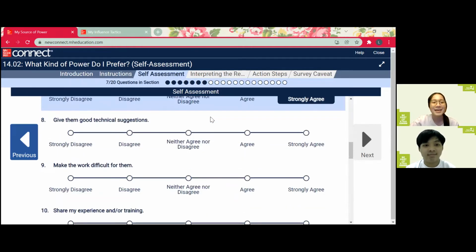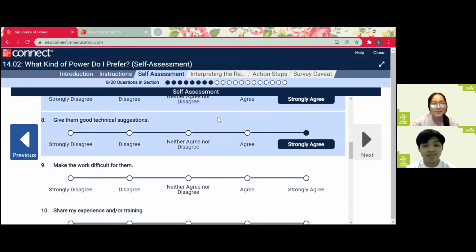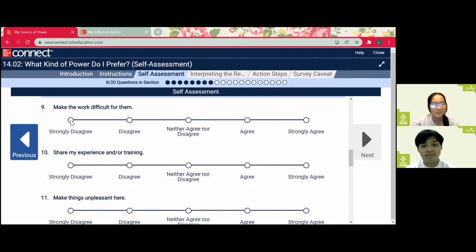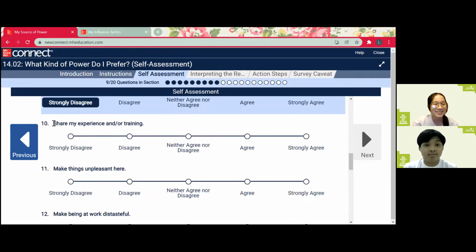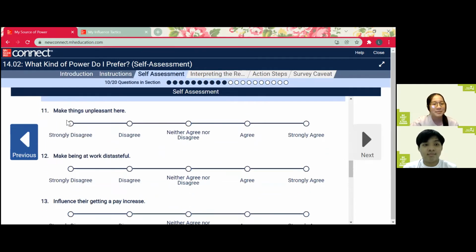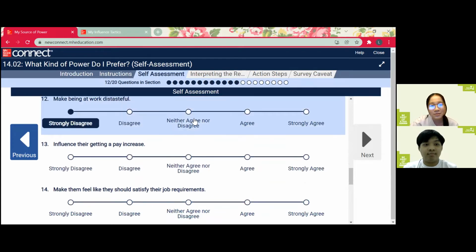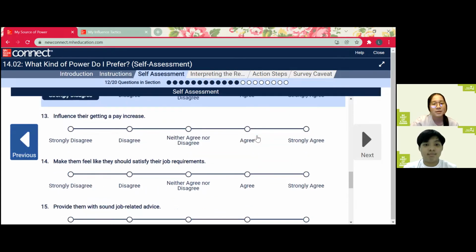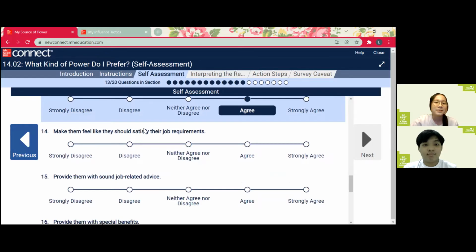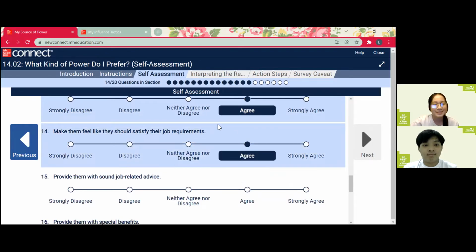Yes. Give them good technical suggestion. Yes. Make work difficult for them. No, no, no. Share my experience on training. Yes, I would love to do that. Make things unpleasant. No. Make being at work distasteful. No. Influence they are getting a pay raise. Yes, I agree. Make them feel that they should satisfy. Yes, I think so though.